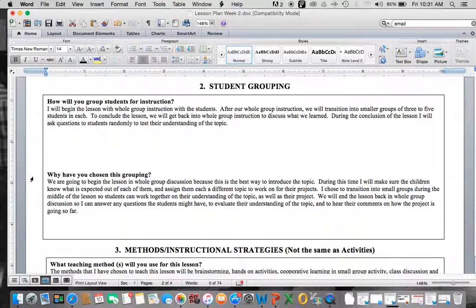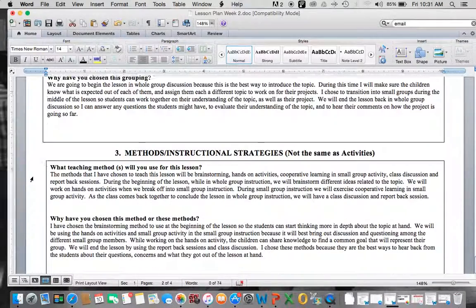Why have you chosen this grouping? We're going to begin the lesson in whole group discussion because this is the best way to introduce the topic. During this time, I will make sure the children know what is expected out of each of them, and assign them each a different topic to work on for their projects. We will end the lesson back in whole group discussion so I can answer any questions the students might have, to evaluate their understanding of the topic, and to hear their comments on how the project is going so far.